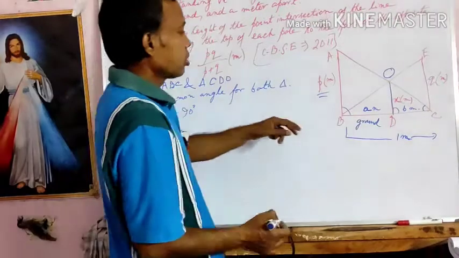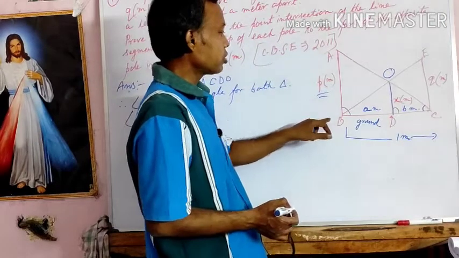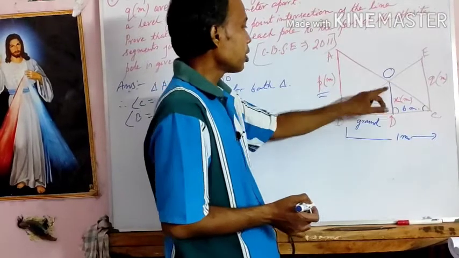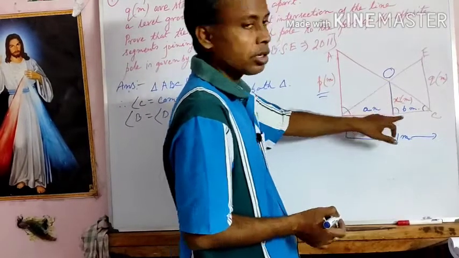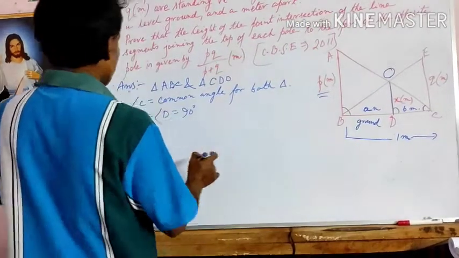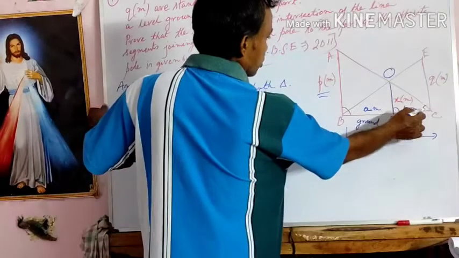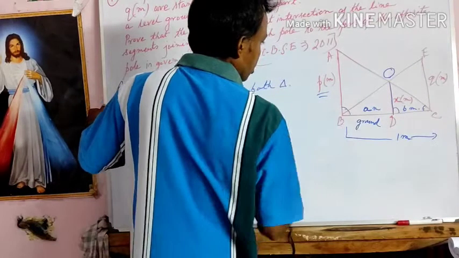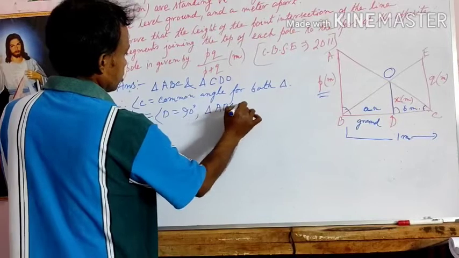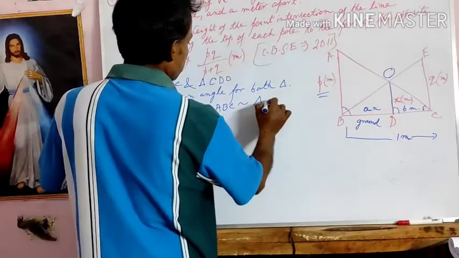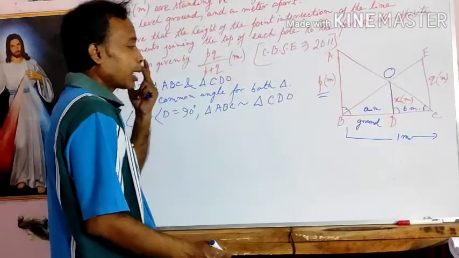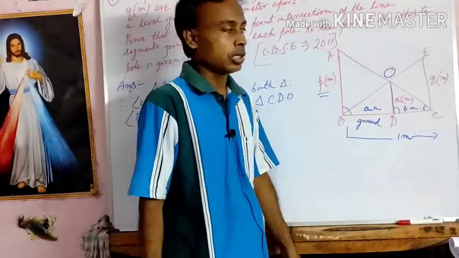Since the pole AB is vertically upward to the ground, the ground is BC, and OD is perpendicular to BC according to construction. Therefore, in the two triangles, angle C is the common angle, angle D is equal to angle B is equal to 90 degrees. Therefore, triangle ABC is similar to triangle CDO. Since the two triangles are similar, the ratio of corresponding sides will be the same.